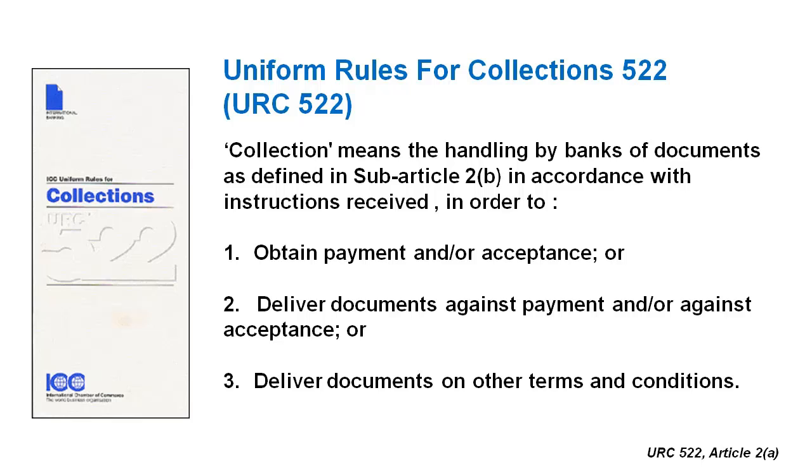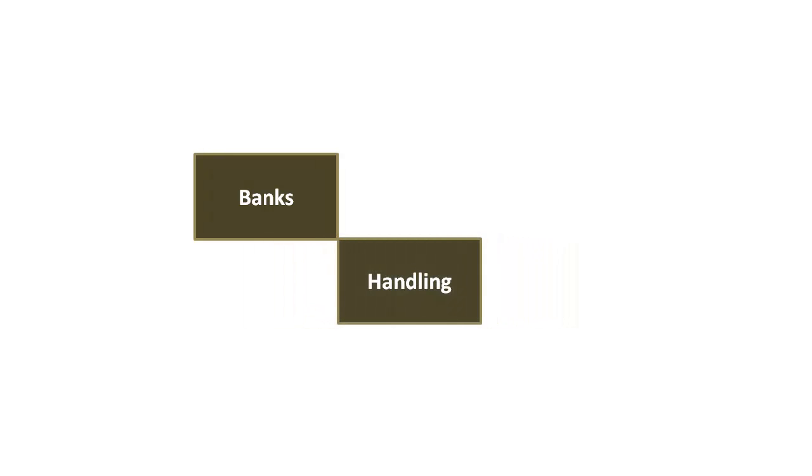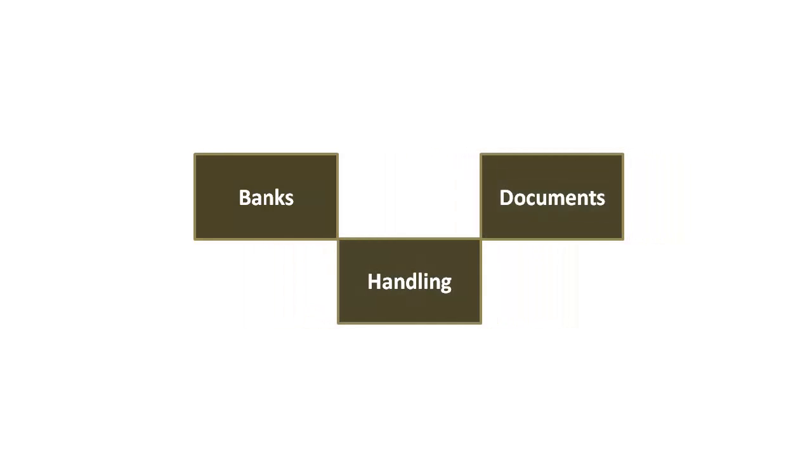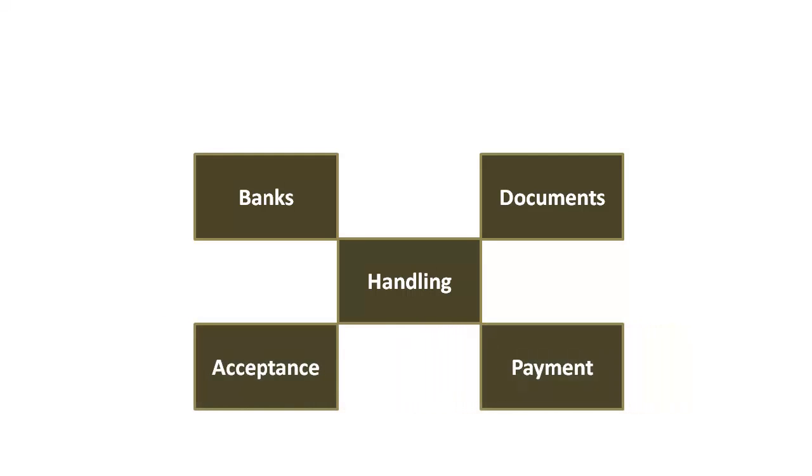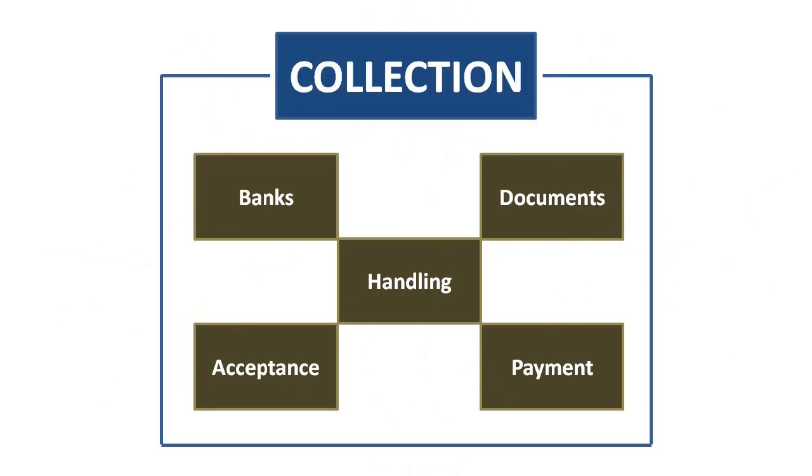So from this definition, there are important keywords that we need to know which form the meaning of collection. Number 1, banks. Number 2, handling. Number 3, documents. Number 4, acceptance. Number 5, payment. So these are the keywords that form the meaning of collection. Collection is in fact a process of how banks handle the documents.